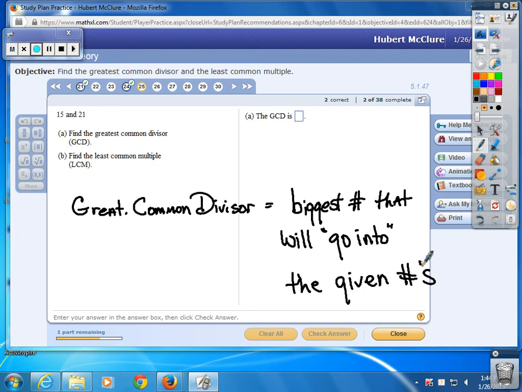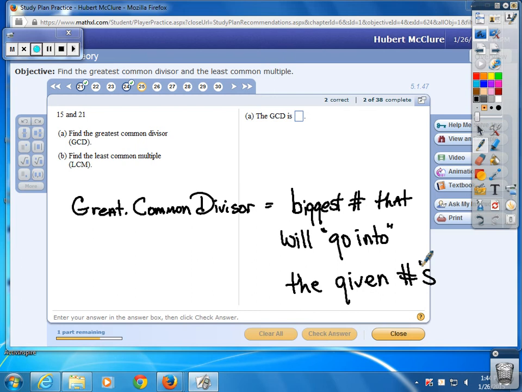So let's look at these two numbers, 15 and 21. What is the biggest number that will go into 15 and 21? Well, whatever that number is, we'll find out in a minute. Whatever that number is, that's your greatest common divisor. The biggest number that will divide into 15 and 21 is 3, because 3 times 7 is 21 and 3 times 5 is 15.